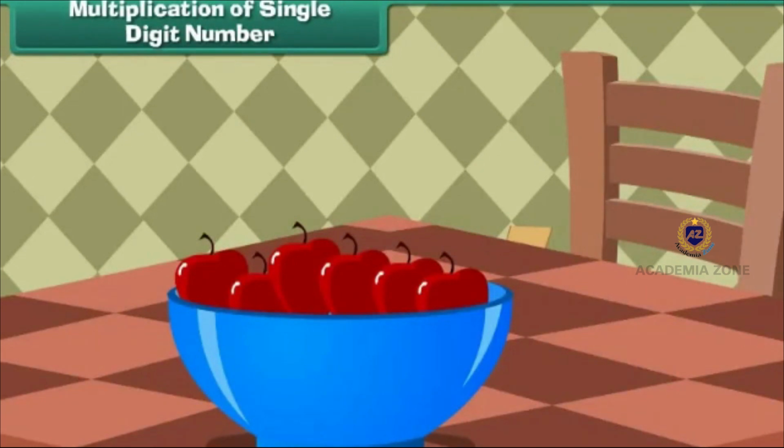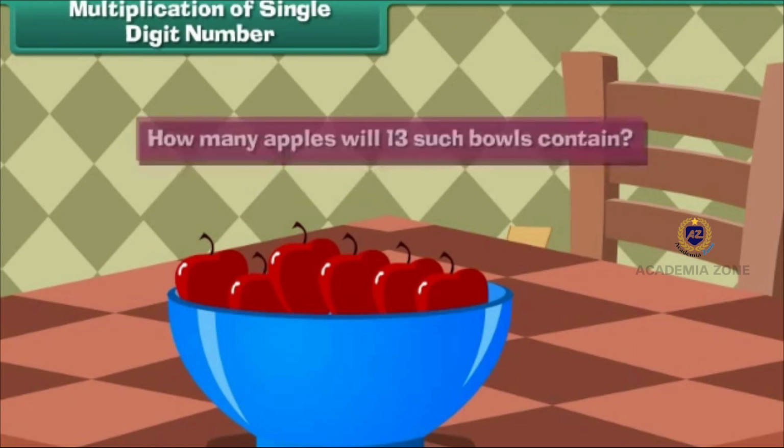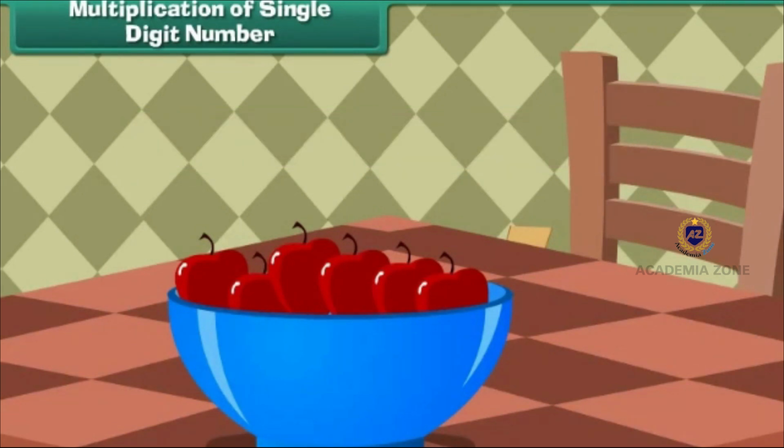Multiplication of single-digit number. One fruit bowl contains 6 apples. How many apples will 13 such bowls contain? We must multiply 13 and 6 to find the answer. Write 13 as 10 plus 3.